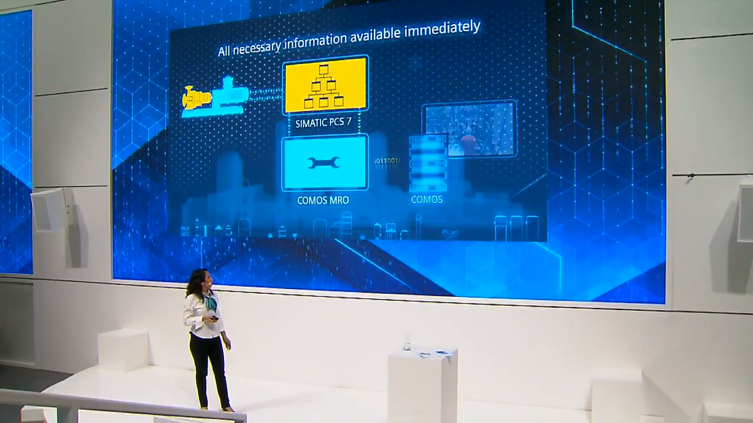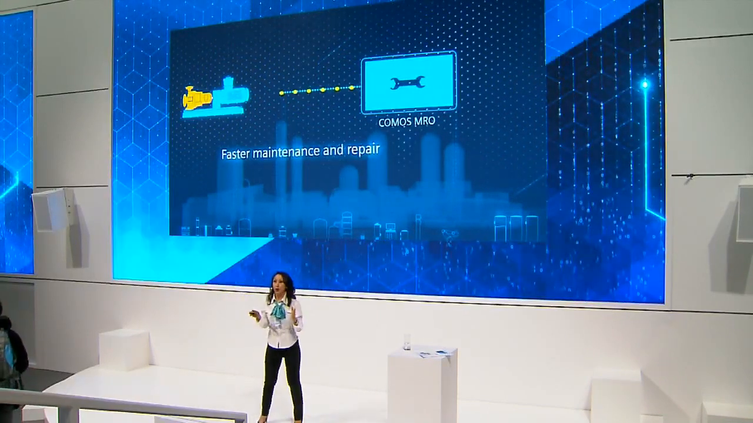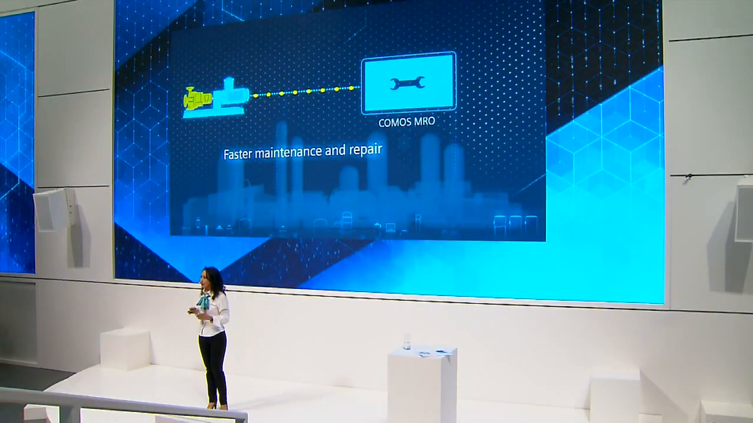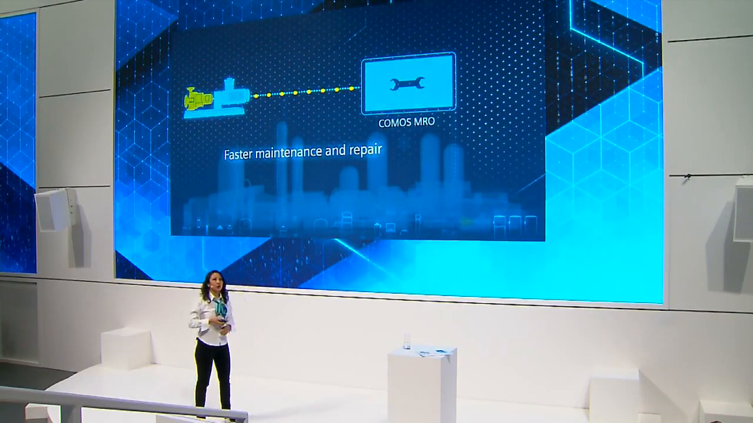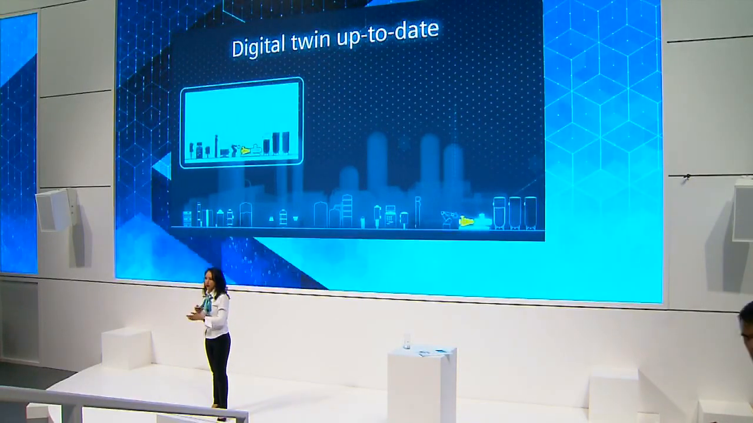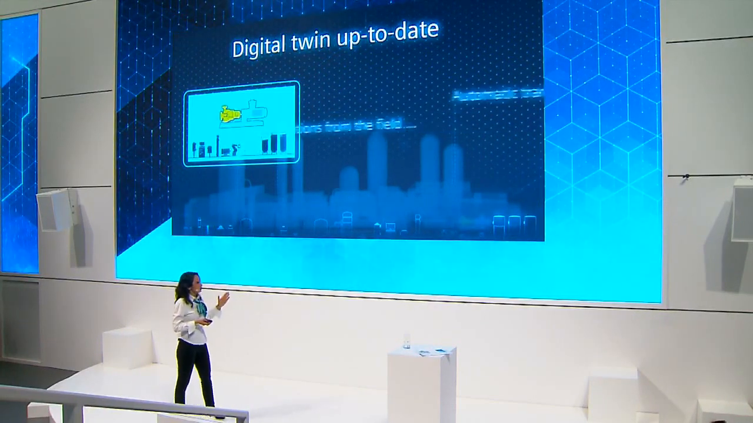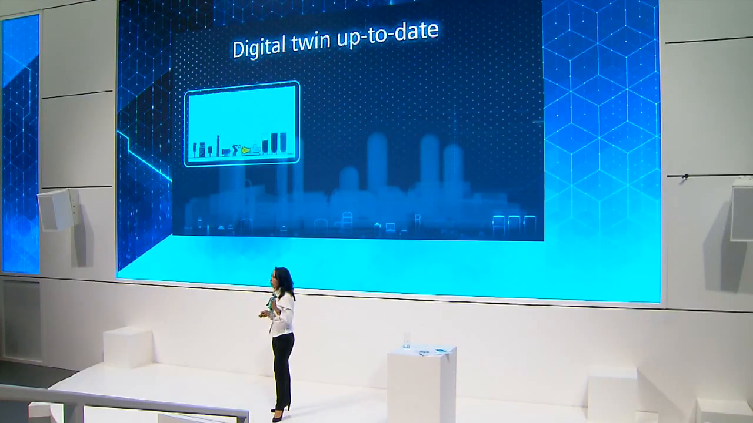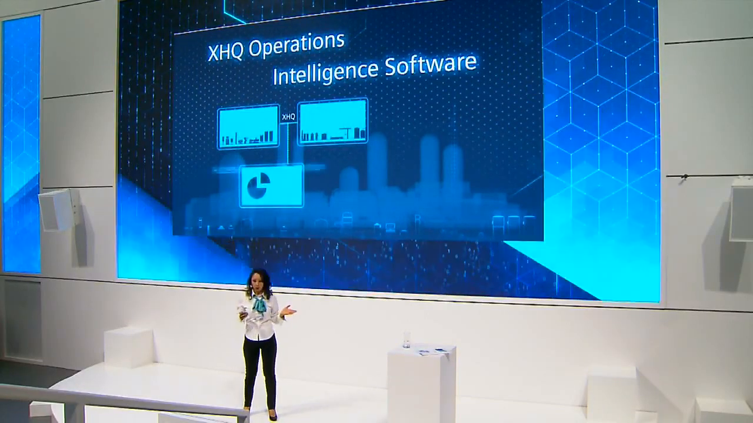Yes. Comos and Comos MRO, PCS7, all these software tools, they work together. So that means for us faster maintenance and faster repair works. And you can avoid all the downtimes, all the breakdowns just before the pump is completely broken or not functioning. You always have all your information at as-is status, always up to date. The digital twin is always up to date.